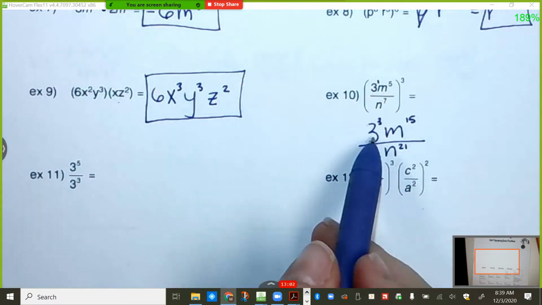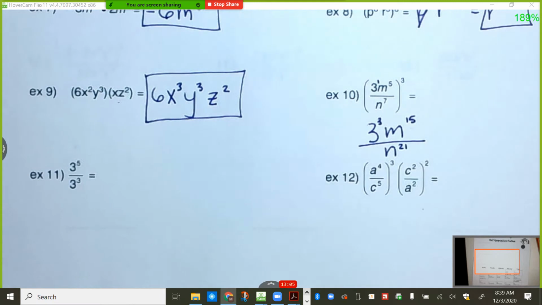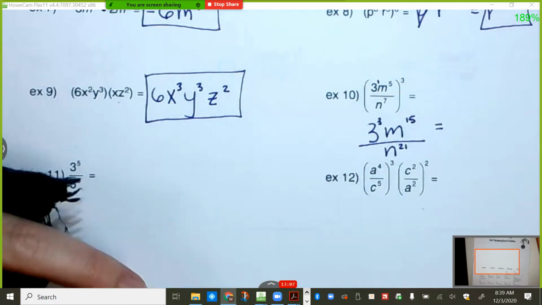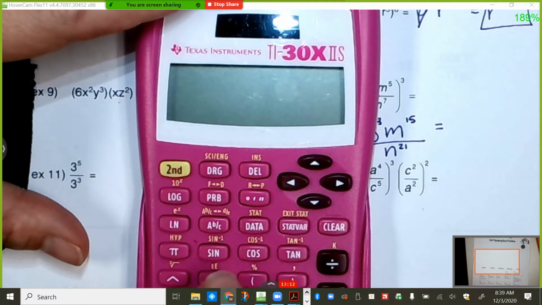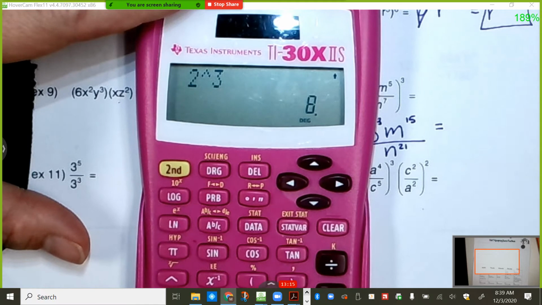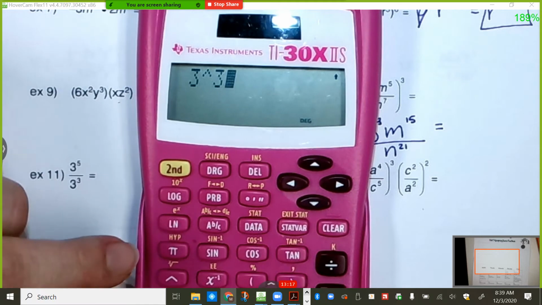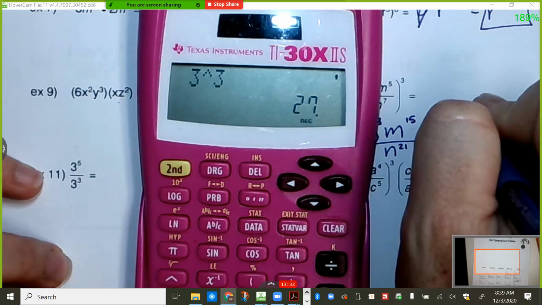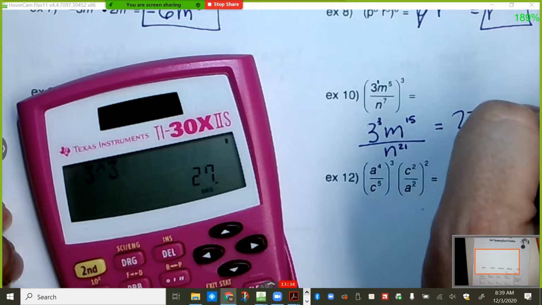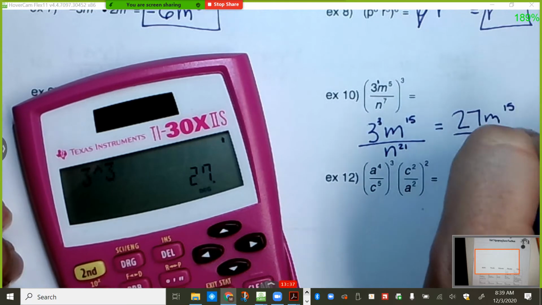What's 3 to the 3rd power? Okay, be careful, because I've had lots of people try to tell me 9. 3 to the 3rd power is 27. I was about to say 9, even though I said it wasn't 9. I want you to remember, exponents mean that's how many times you're multiplying it. What's 3 times 3 times 3? That's why. Does that make sense? So it becomes 27 m to the 15 over n to the 21.